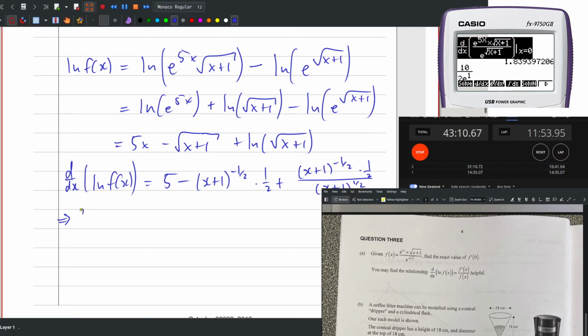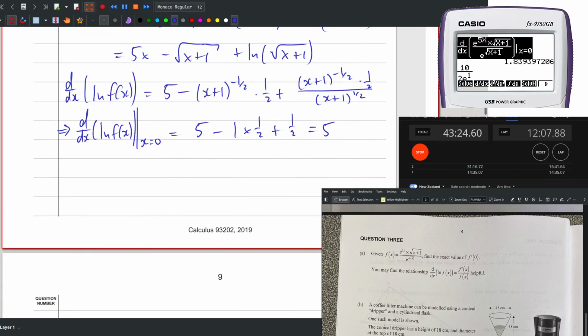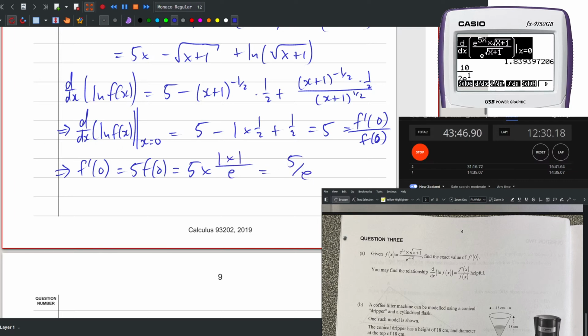And so this evaluated at x equals 0 gives you 5 minus 1 times a half plus a half, which is 5. Okay. Which is supposedly f prime at 0 over f at 0. So f prime at 0 is equal to 5 times f at 0, which is 5 times 1 times 1 over e. Okay, that's 5 over e. Okay, so that's what we got. Maybe the hint was useful after all.